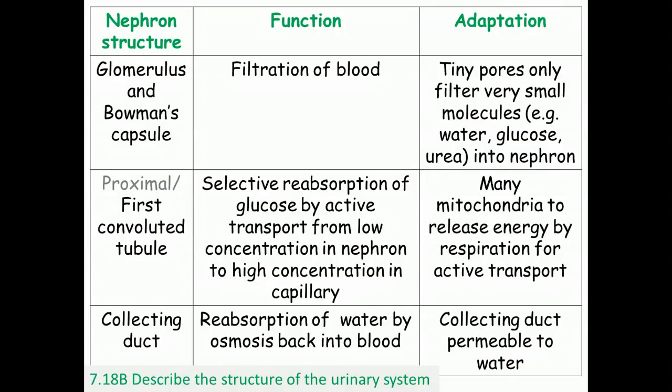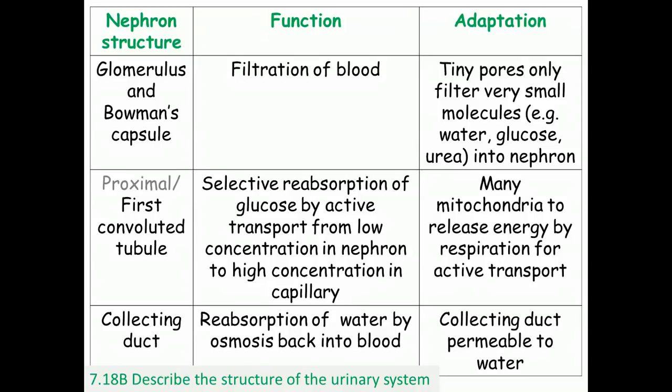As we mentioned, the glomerulus and the Bowman's capsule is where blood is filtered, and that's because there are tiny pores that only filter very small molecules such as water, glucose and urea into the nephron. And then you've got the first convoluted tubule, where selective reabsorption of glucose happens by active transport from a low glucose concentration to a high glucose concentration, from the nephron to the capillary. And one of the adaptations is they've got lots of mitochondria to release energy by respiration for active transport.